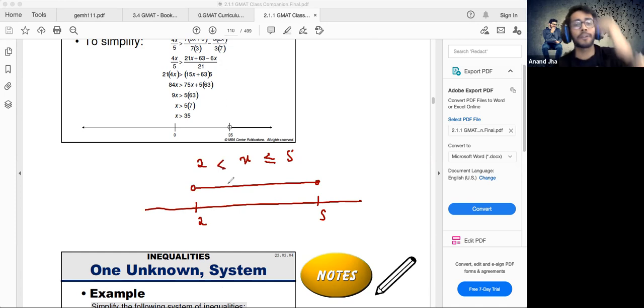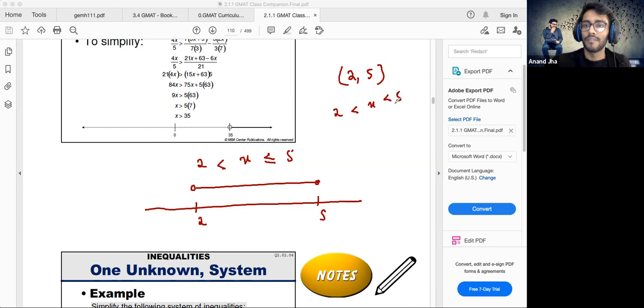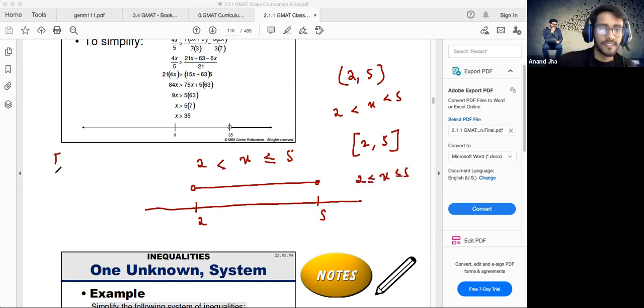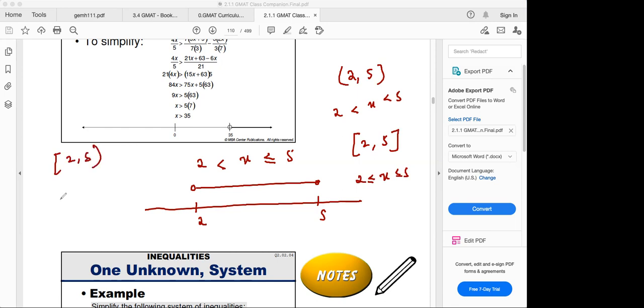Number between 2 and 5, but 2 is not included. Or there's one more way to write it. See, when I teach you sets, this means this only. I'm teaching you now only. If it is like this, 2 and 5 are included. If it is like this, 2 is included, 5 is not included. If it is like this, 2 is not included, 5 is included.